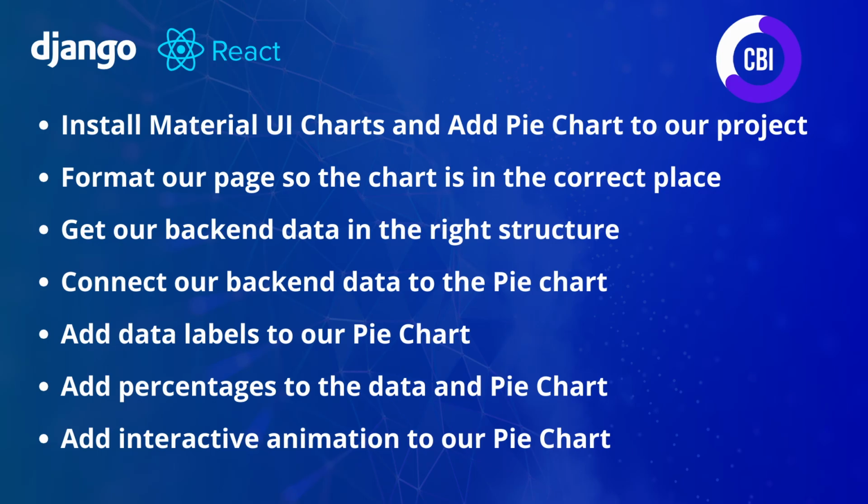Now, to create this chart, we're going to be following 7 main steps. We're going to start by installing Material UI charts and adding a pie chart to our project. Then we're going to be formatting our page so that the chart is in the correct place and everything looks nice. Next, we will get our backend data in the right structure so that our chart can actually receive it and we can connect that data to the pie chart. Then we're going to slightly format our pie chart by adding some data labels, see how we can add percentages and also add the interactive animation so that it looks nice for the user.